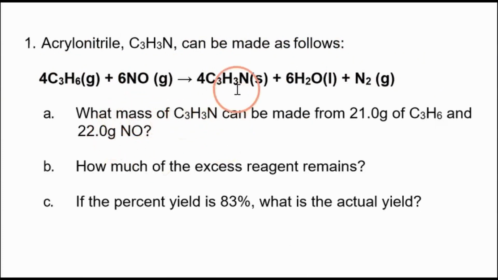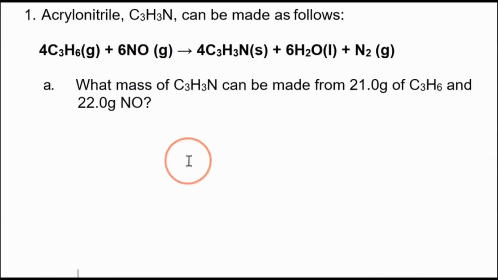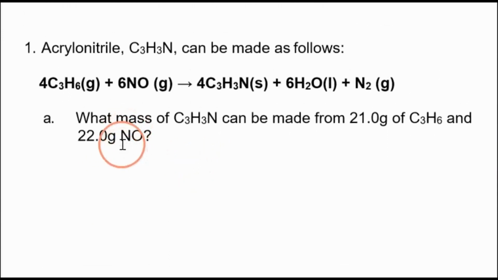What mass of acrylonitrile can be made from 21 grams of C3H6, that's this reactant, and 22.0 grams of NO, that's this reactant. And then we want to know how much of the excess reagent remains. And then if the percent yield is 83%, what's the actual yield? So I'm going to put these ones away, and we'll focus on part A.